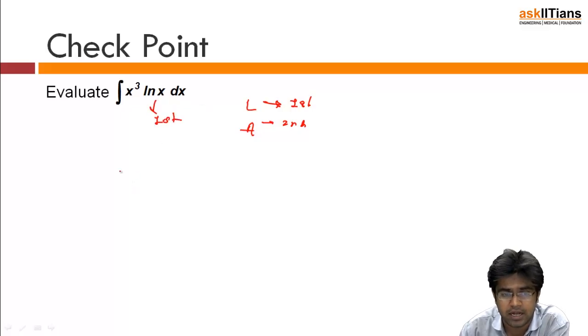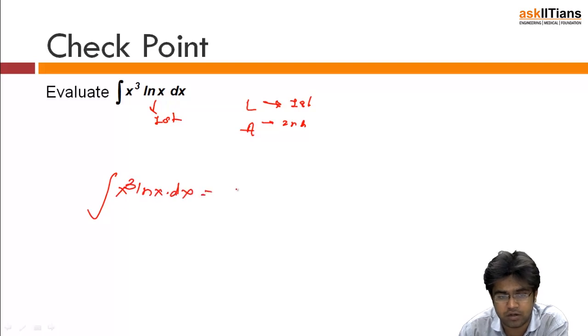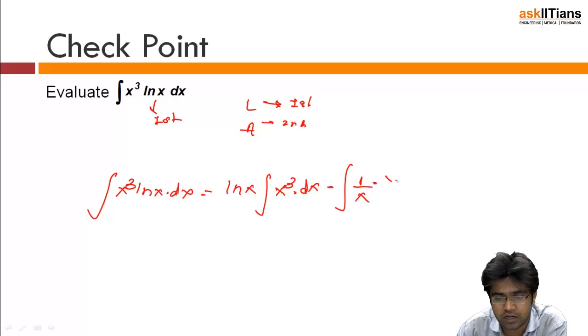So the formula says that the integration of x cube ln x dx is actually first function, that is ln x, integration of second function, minus d by dx of first function. d by dx of ln x is 1 upon x, integration of second function, that is x to the power 4 by 4, dx. Okay, integration of x cube is x to the power 4 by 4. So this is d by dx of ln x, and this is integration of x cube.